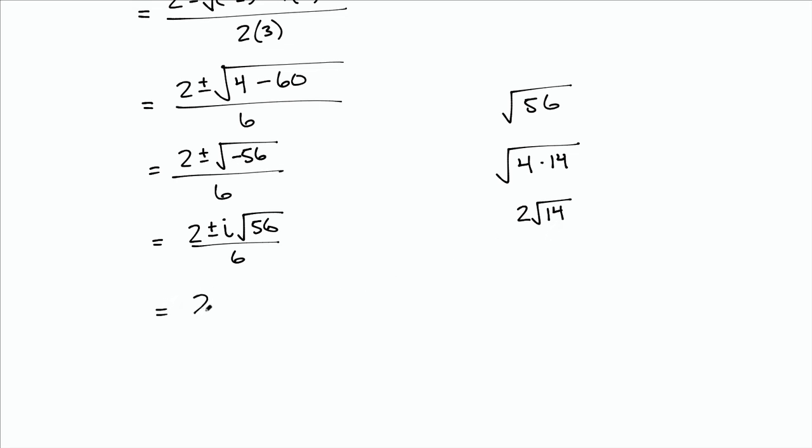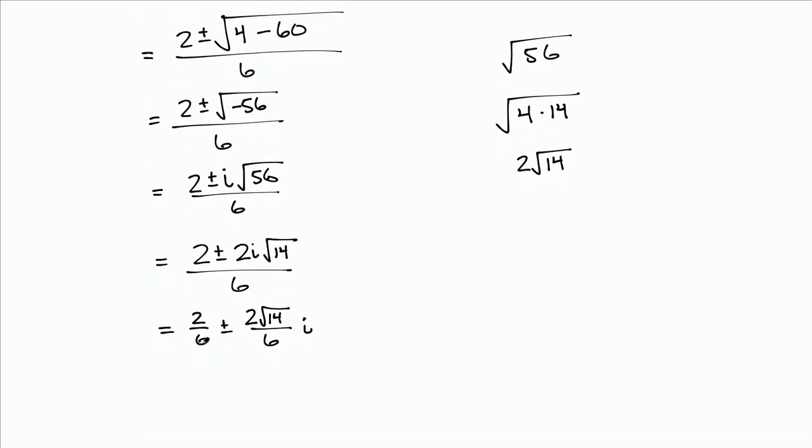So now we're ready to write this out. We've got 2i and then root 14, and we're dividing this by 6. Okay, to write this in standard form, we've got 2 over 6 plus or minus 2 root 14 over 6 times i. And of course, we can reduce the 2 over 6 for each of these. That's 1/3 plus or minus root 14 over 3 times i.